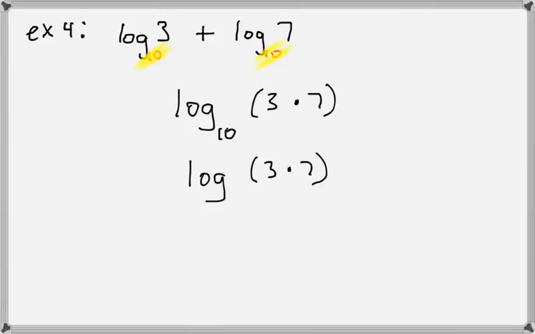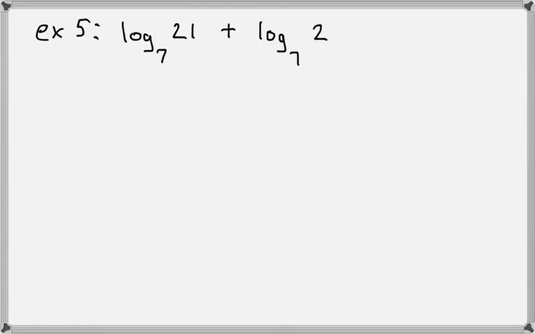Let's look at another example. Here we have log base 7 of 21 plus log base 7 of 2. So is the base the same? Yes, they're both 7s, so we can combine this into one log base 7 of the 21 times the 2. And that would be our simplified answer.